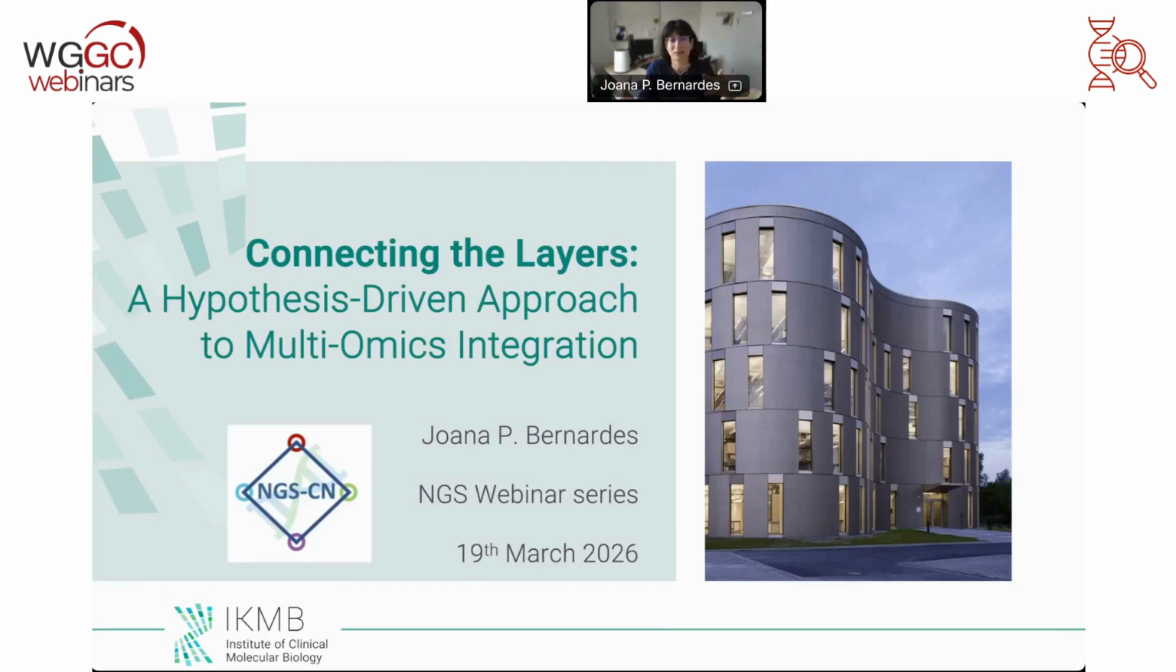So this is exactly what it is. We are connecting the layers, and in this case, I'm not going to show you the next multi-omics integration tool. What I hope to take you into is a story of how we have been integrating different omics layers in a more experimental, mechanistic-centric approach.